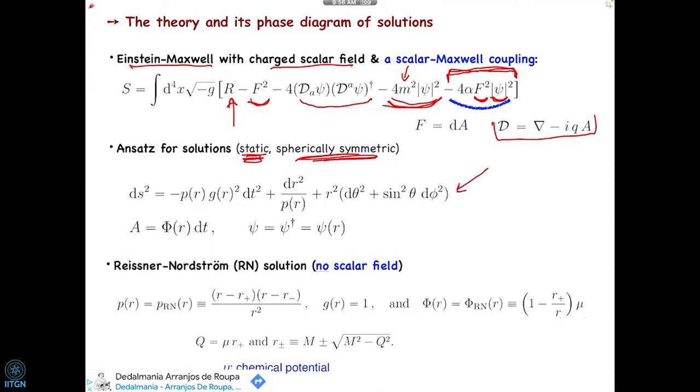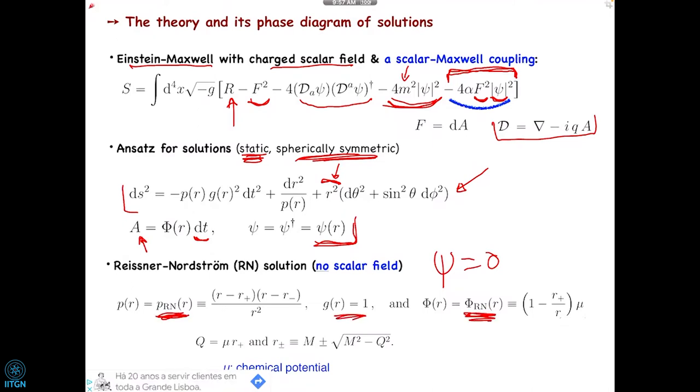I can look for the most general ansatz that describes static spherically symmetric solutions. Here I'm picking the gauge where the radius of the sphere is r, okay? So I have an ansatz for my gravitational field. I have an ansatz for my Maxwell field, which has only a time component. And then I have my scalar field. Of course, one of the solutions of this theory is the one where the scalar field vanishes, which is a solution that is familiar to all of us.